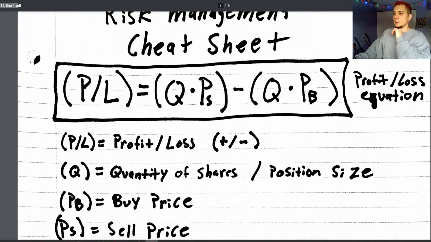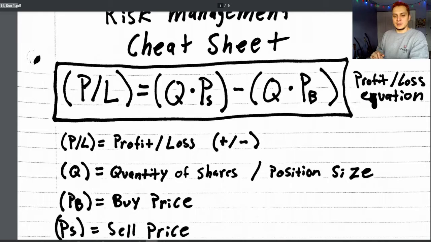Okay, so we'll go through these variables. P/L stands for profit or loss. It's going to be positive if you came out with a profit on the trade and negative if you came out with a loss on the trade. And for purposes of this video and these examples, they're all going to be negative. So P/L is always going to be negative today because we're talking about how much we're willing to lose. That's what risk management is about.